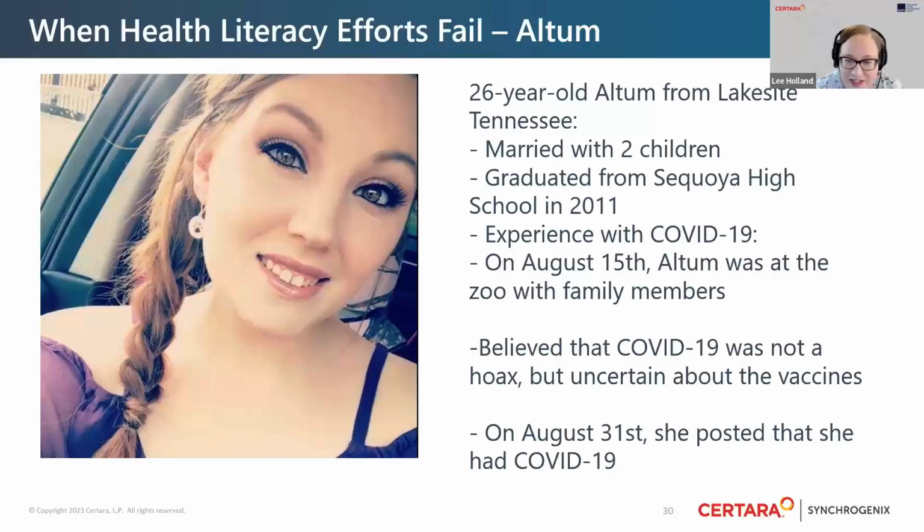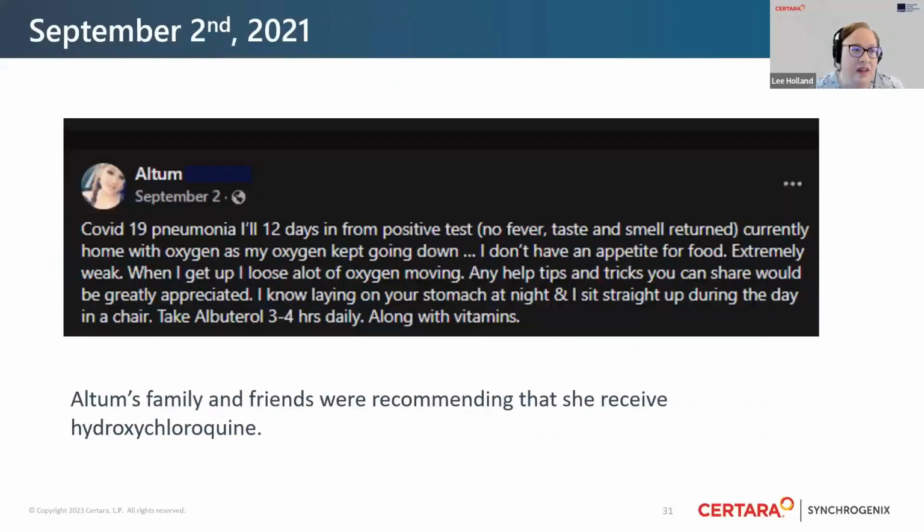All the misinformation about mRNA vaccines and changing your DNA and all the other anti-vaccine information floating around out there left her uncertain. Then on August 31st, she posted that she had COVID-19. So on September 2nd, she's posting that she's 12 days from her positive test. She's at home, but she's on supplemental oxygen because her oxygen levels keep going down.